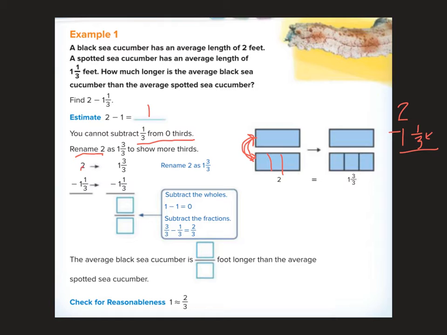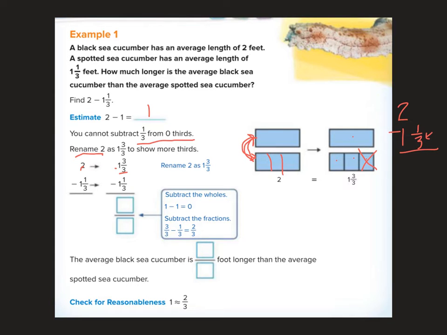So I'm going to rename 2 as 1 3/3. I'm pausing so you can soak that in. Okay, it's worth the same, right? I have one whole and I have another whole, but it's just cut up into 3 equal pieces because now I can take one away.